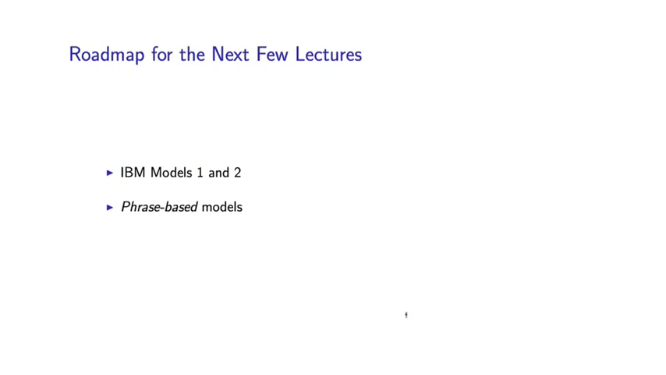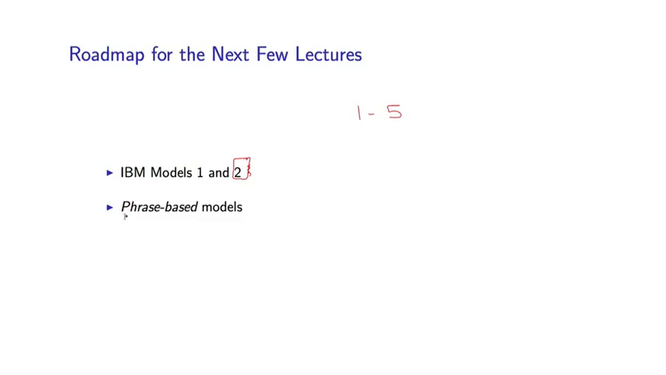So the roadmap for the next few lectures in this course on translation is as follows. I'm first going to describe IBM models 1 and 2. So IBM went through a series of models, I think 1 through 5, and we're just going to do the first two because they will essentially introduce many of the important ideas, and actually model 2 is a pretty decent model for the problem we're going to be looking at.